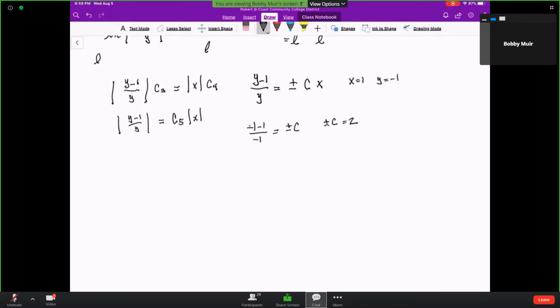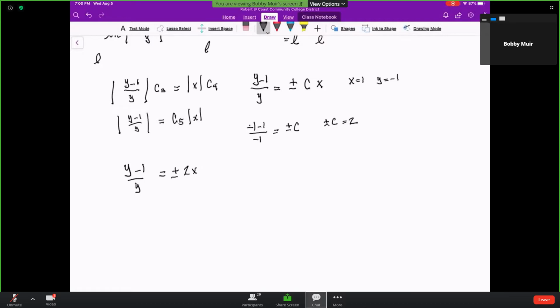So the question here is, does the plus and minus stay in the problem or not? This is the reason why I selected this problem. These are the kinds of things that you start to have to think about. Okay, so y minus 1 over y, what we got is going to be plus or minus 2x.